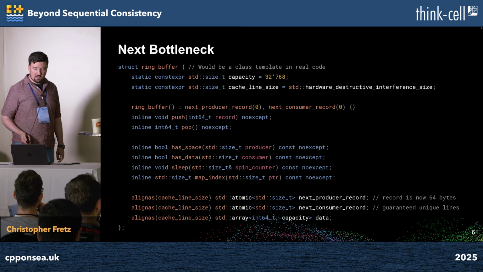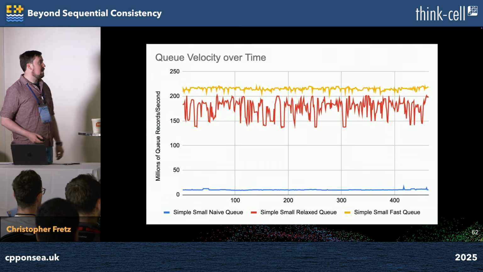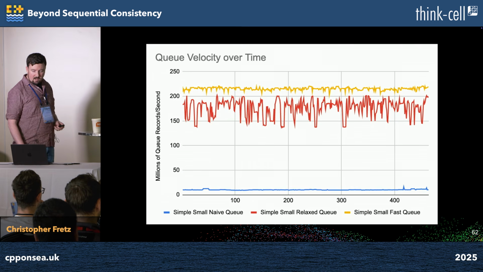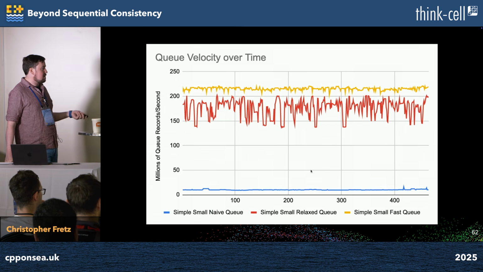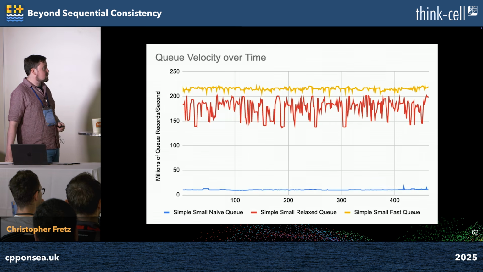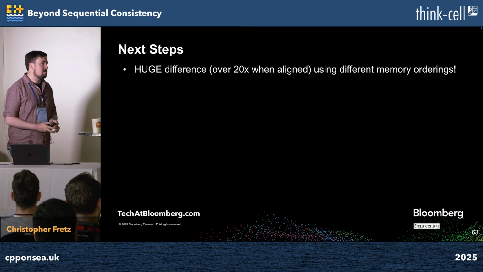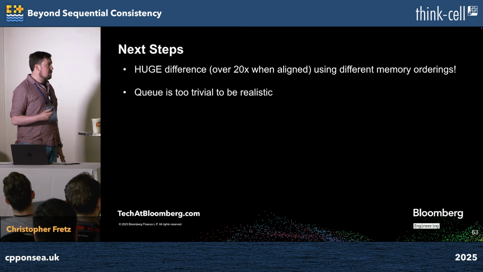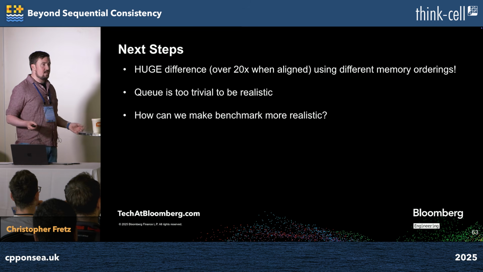And if we go ahead and, just by adding this alignas specifier and nothing else, we get about another 20% performance difference or something like that. This is now averaging something like 220 million ops per second, which is pretty awesome. So overall here, including the alignas specifier, there is a huge difference in this particular case when using different memory orderings. Like I said before, this queue is too trivial to be realistic currently, but how can we make the benchmark more realistic?